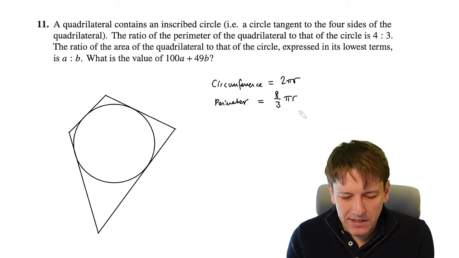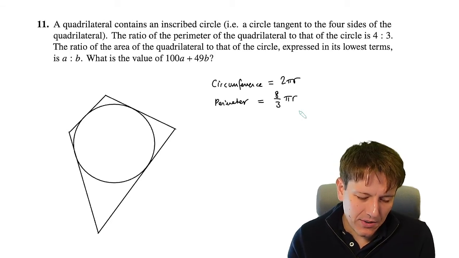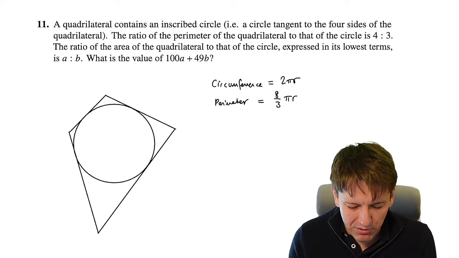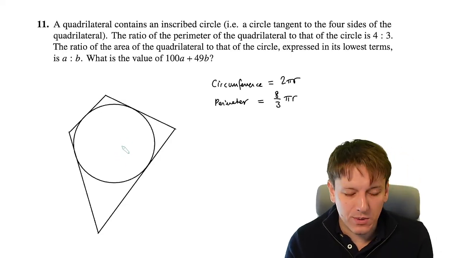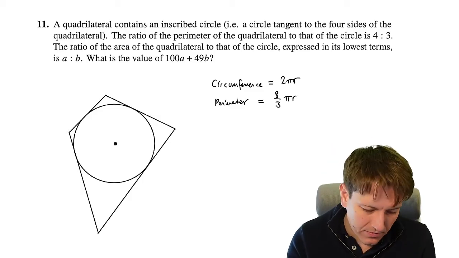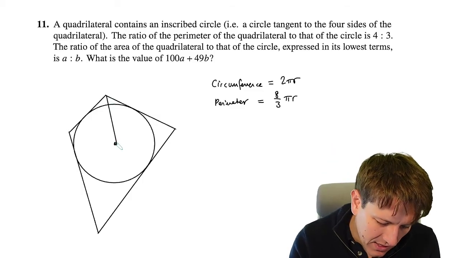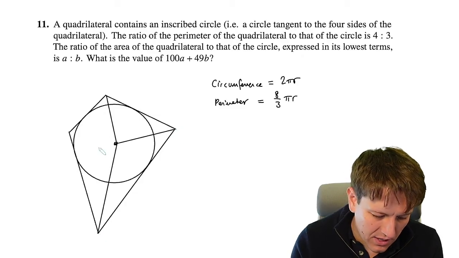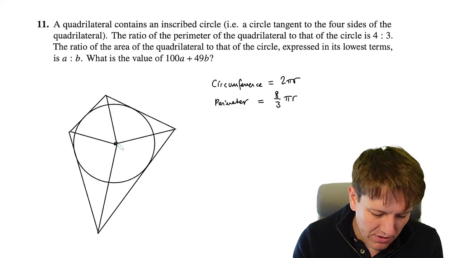Now, the hard part here then is to work out, well, okay, how do I get an expression for the area of this quadrilateral? And very often in circles questions, we'd want to put the centre of the circle in and look for radii that might be useful. Now here I'm going to add in some lines that are not radii first, that just link the centre of the circle to the corners of the quadrilateral here.